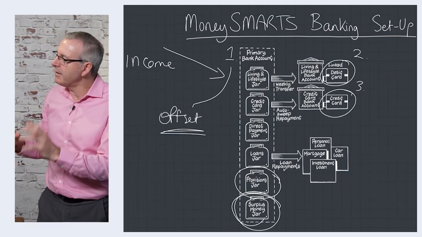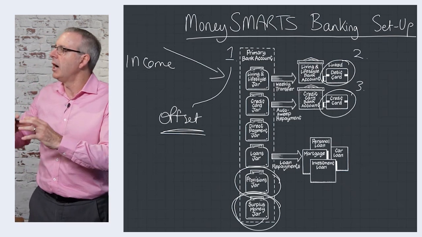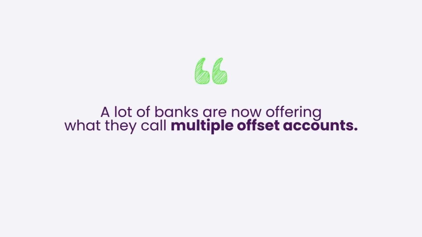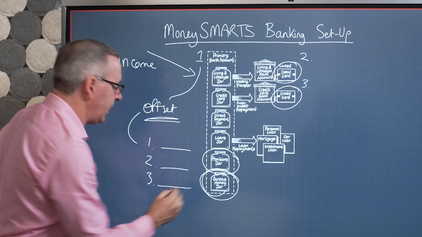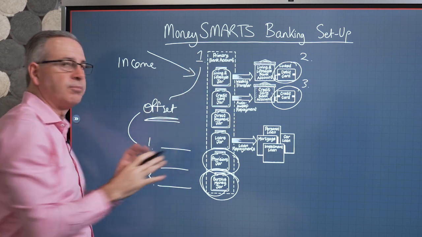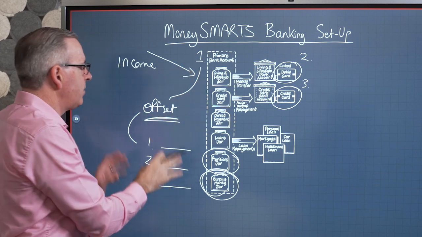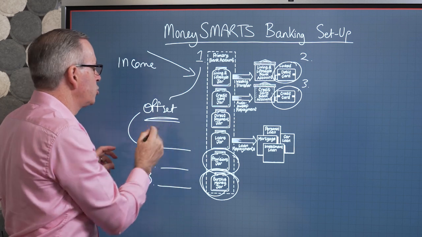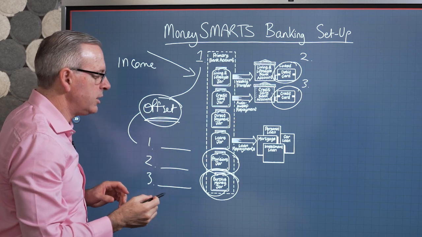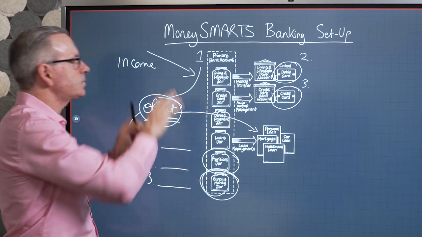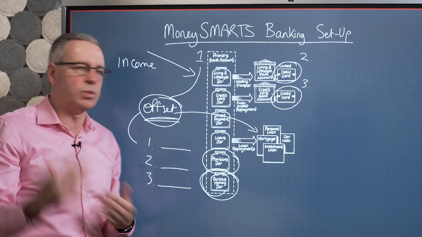Now, we have seen over the last couple of years that a lot of banks are offering what they call multiple offset accounts. So you can set up multiple different types of offset accounts for different needs, but in theory, they still live under the primary offset account. So if you do want to carve off some money, we want to make sure that it's still offsetting your mortgage account. So this is the way in which we would set that up.